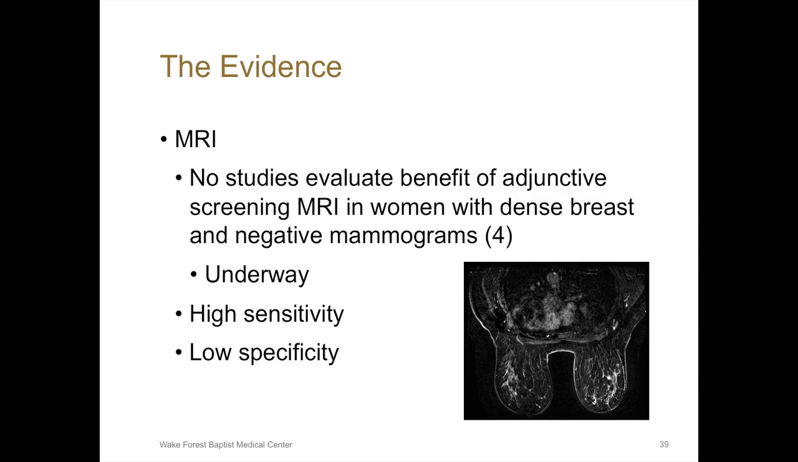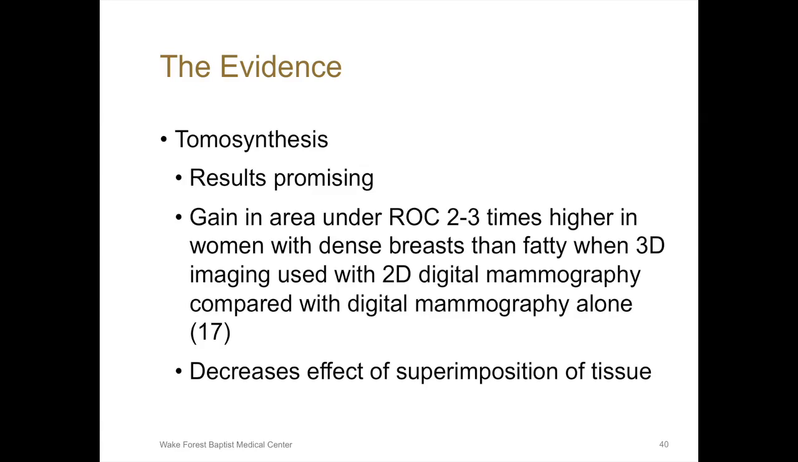So again, there'll be a lot of follow-ups and biopsies in this low to average risk population of women that are unnecessary. And the specificity of MRI varies quite a bit in the literature. Mostly it's between about 50 to 70%. So what about tomosynthesis? Well, the results are very promising for tomosynthesis.